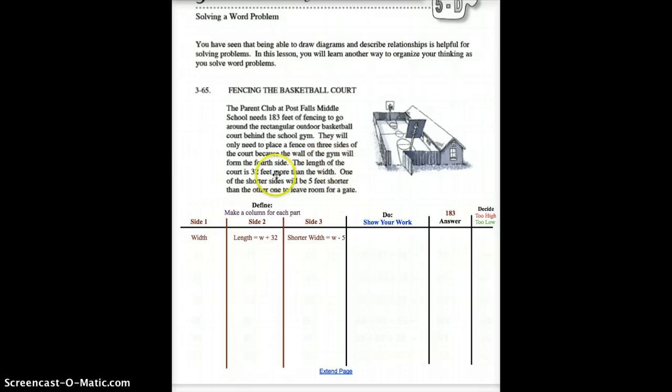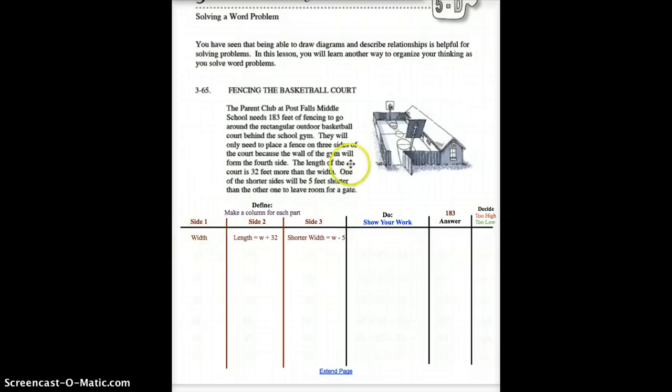The length of the court is 32 feet, which means this side here, the length of this, is 32 feet. One of the shorter sides will be 5 feet shorter than the other one to leave room for the gate. So you've got this width here, which we don't know what that is. And we have this one here, which again, we don't know what that is, except that because of this gate right here, it's 5 feet shorter than this side up here. Hopefully that makes sense.